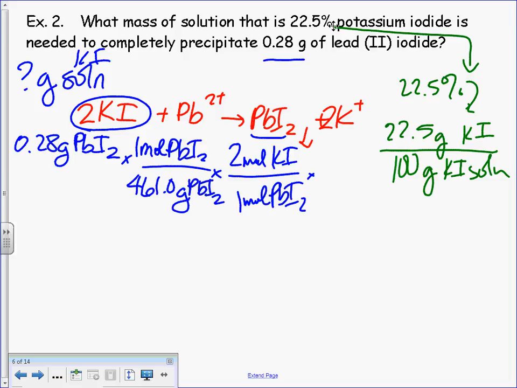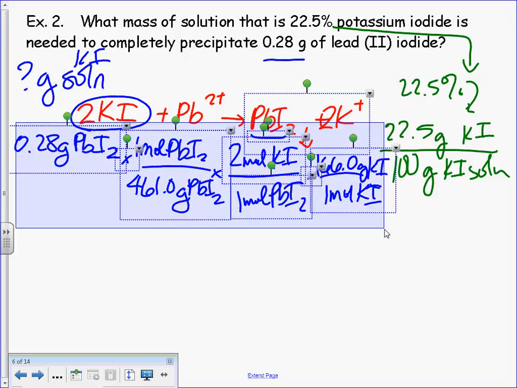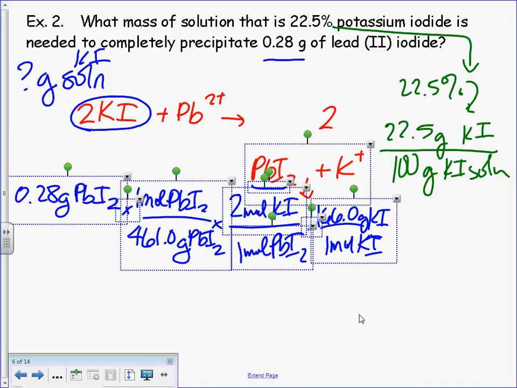So I need to get to something I can cancel, which is going to be grams of pure KI. So I need to take my moles to grams, specifically of pure KI, which weighed again 166, I think. Yeah, 166.0 grams of pure KI. Just give myself a little space here. Oh no.